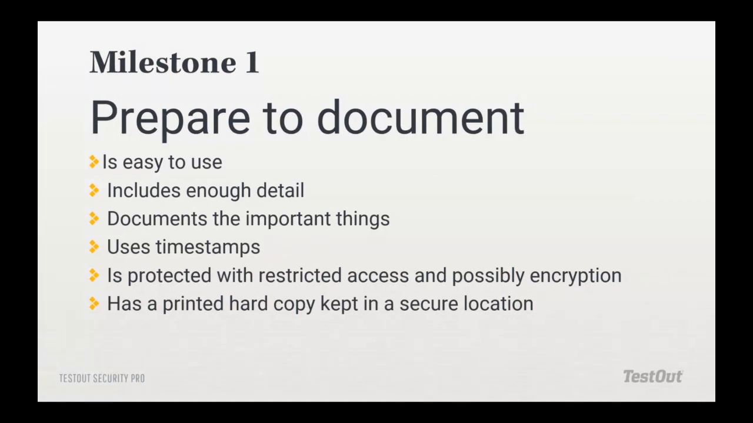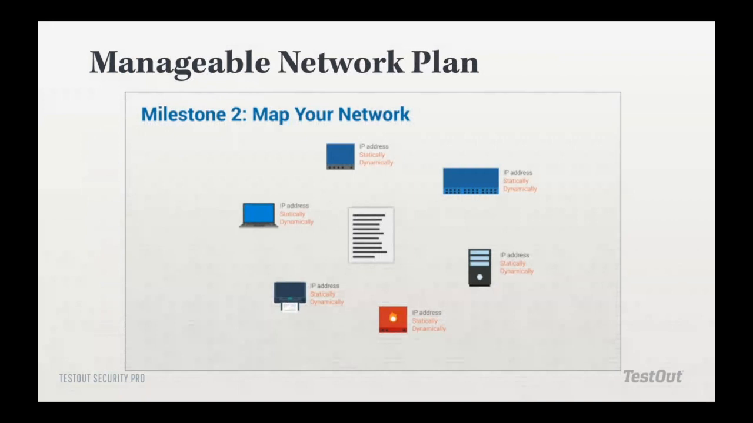So once we're prepared to document, we'll move into milestone 2, which is to map your network. Now, mapping your network ensures that you're aware of all the components of the network and that you know where the physical devices are. So the steps in this is to create a map of the network, create a list of all your devices. Don't forget to include your wireless devices. You may use a network scanner and then also confirm manually with a room-by-room walkthrough.